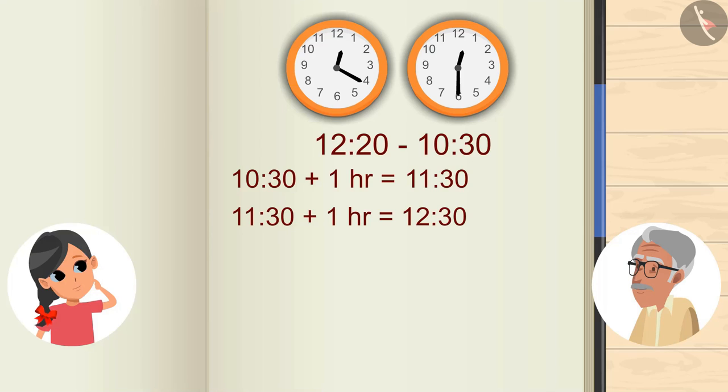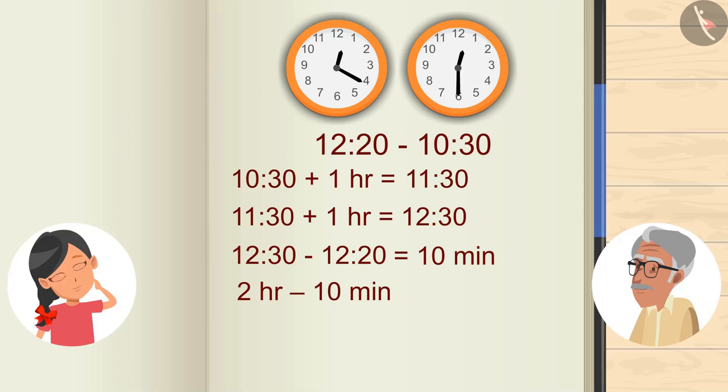Yes, Grandpa. So, 12:20 from 12:30? Less than 10 minutes. Very good. So, how much time did it take? 10 minutes less than 2 hours means 1 hour 50 minutes.